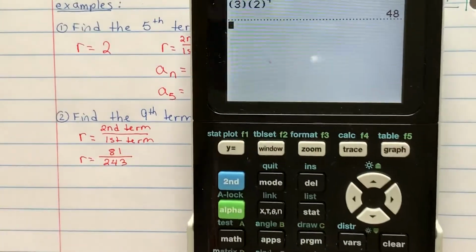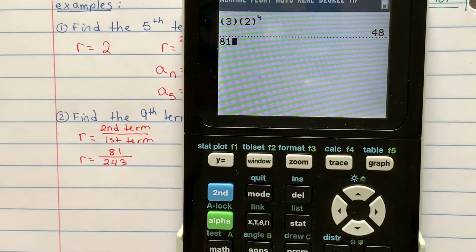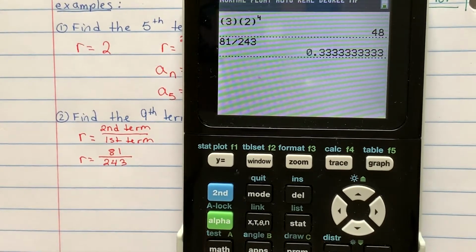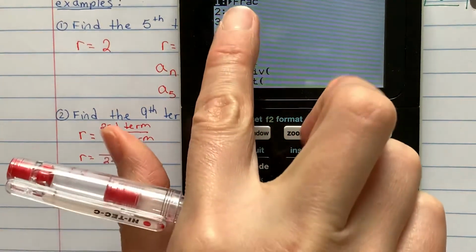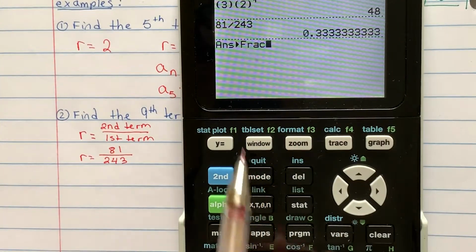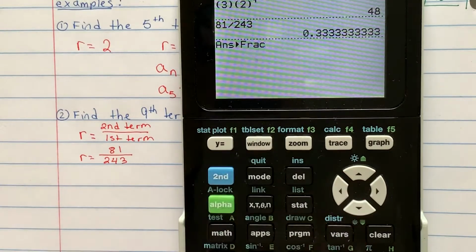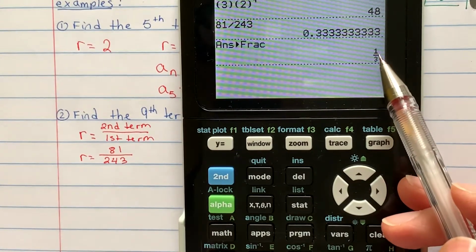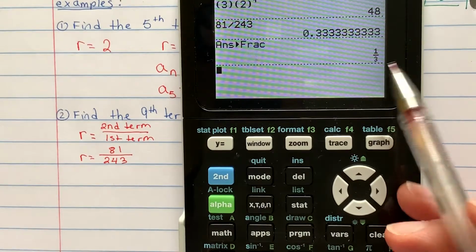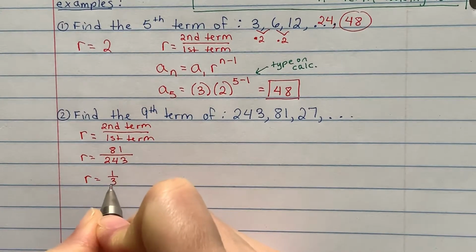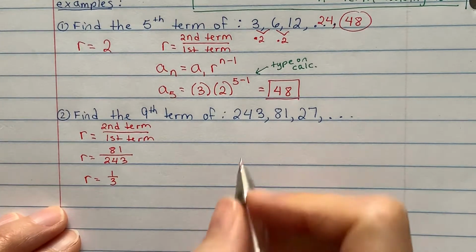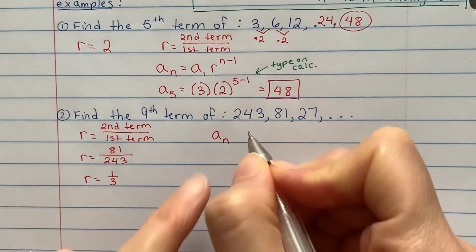So I'm going to grab my calculator and see what that is. 81 divided by 243. Ooh, it's some decimal. Well, this is great practice. How do I change a decimal to a fraction? Math. And we're going to pick choice 1 where it says fraction. See, it's going to take my answer and change it to a fraction. Push enter. So the common ratio is the fraction 1/3. Now again, you may have figured that out on your own, but I wanted to show you how you could use your calculators to figure that ratio out in case the numbers do get to be more challenging in the future. So now I'm going to write my formula down.